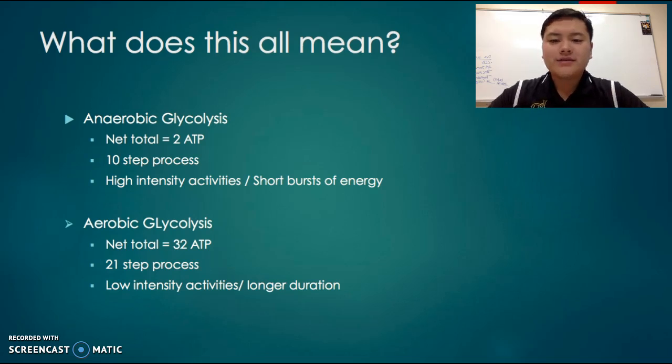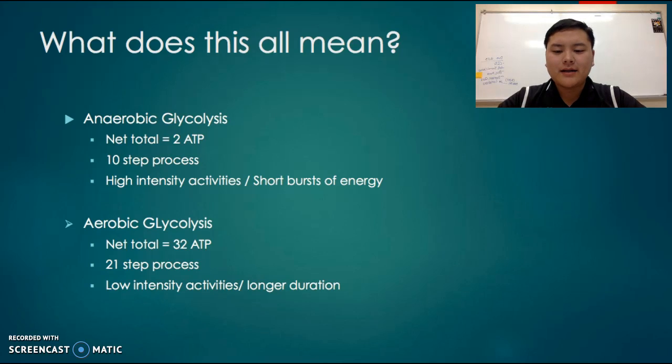So after learning all this, you might be wondering, what does this all mean? How does it relate? How can I utilize this? Well, let's just take glycolysis, anaerobic versus aerobic. When you look at anaerobic, it's a 10-step process. Yeah, it only produces 2 ATPs, but that's quick. It's very fast. So if you're trying to produce a 1 rep max, where you need all the energy you can in just a couple seconds, then yeah, you're going to want to utilize the pathway that gets you the most ATP the quickest. And that would definitely be the anaerobic glycolysis.